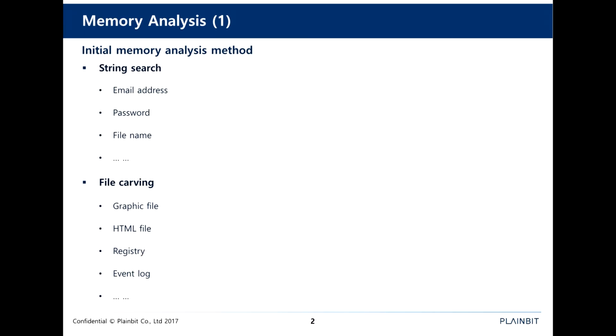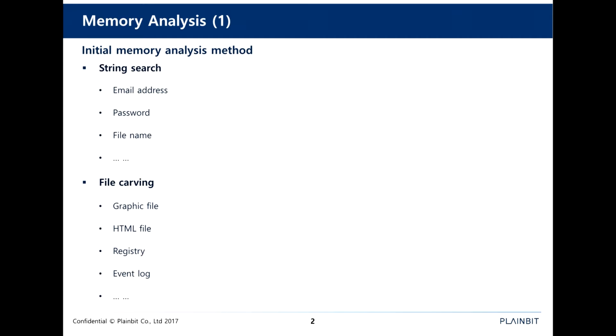We did not know the structure, so we mainly analyzed the memory by searching the entire memory data. Also, since we did not have a lot of time to extract important data from memory when we were searching for a string, this analysis helped us to solve an accident or an incident. String search mainly used email addresses, passwords, and file names as search parameters. A file carving technique was also used to retrieve and extract file signatures for known files, graphic files, HTML files, registry, and event logs from memory.